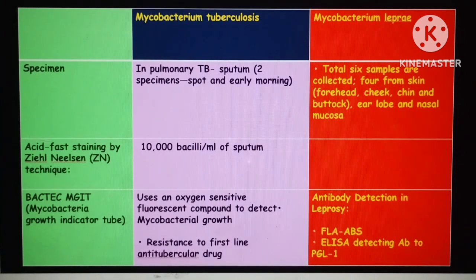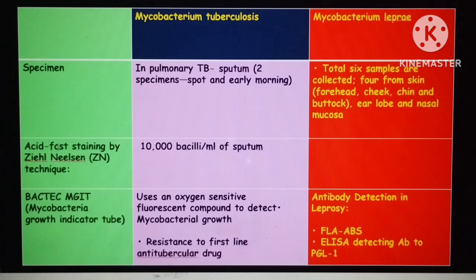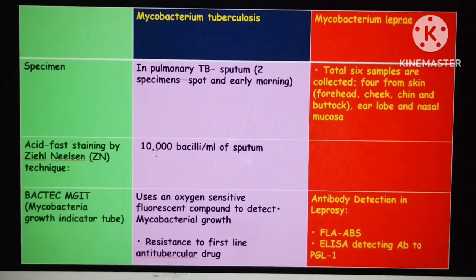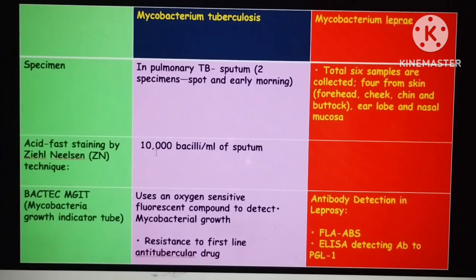So here, staining. The percentage we already discussed, right? What is the percentage for tuberculosis? It is 20, and for leprosy you will be using 5. So here acid fast staining will usually be positive only if there is a bacilli count of about 10,000 bacilli per ml of sputum. What you will be seeing is slender pink-stained acid fast bacilli.